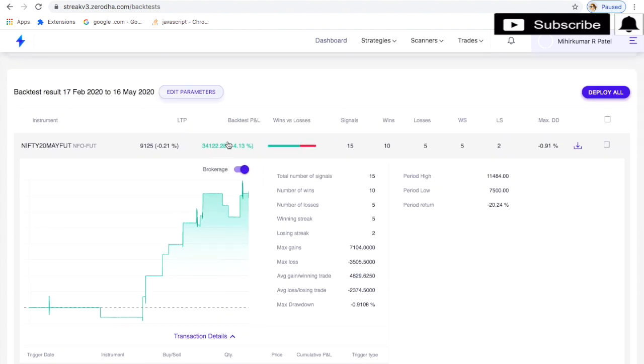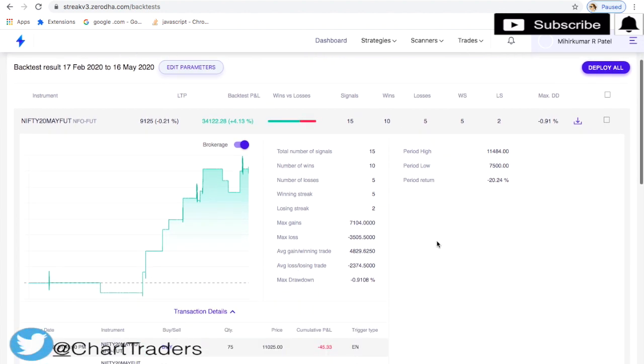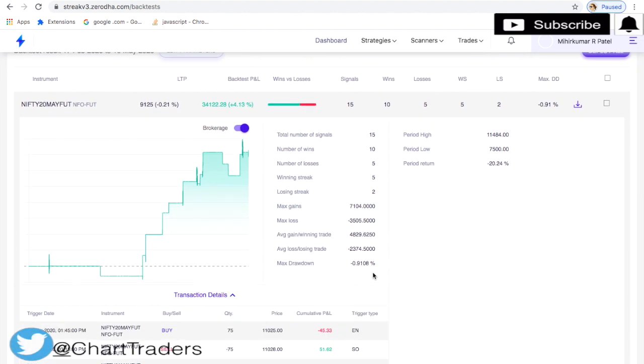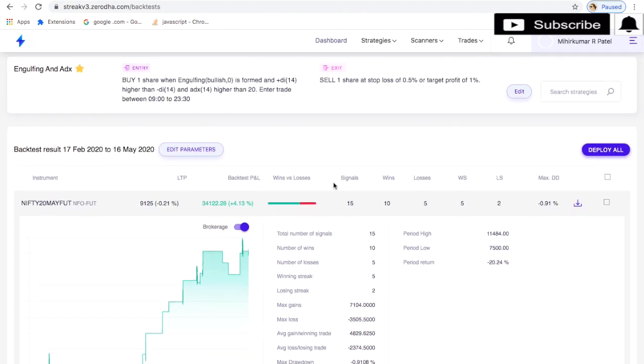This is 30,000 in 3 months with one lot. If you increase your lot, the earning will be good. So this is a good strategy. The accuracy is 66 percent, 10 wins out of 15 signals and only 5 losses. The max drawdown is also less than 1 percent. So it is a good strategy for intraday.